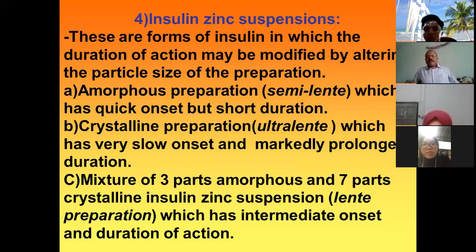Crystalline preparation, ultralente, has a very slow onset and prolonged duration of action. Marked duration. This is ultralente. A mixture of 3 parts amorphous, which is semilente, and 7 parts crystalline insulin zinc suspension, lente, which has intermediate onset and duration of action. I have different insulin zinc suspensions that can be used according to the clinical presentation.